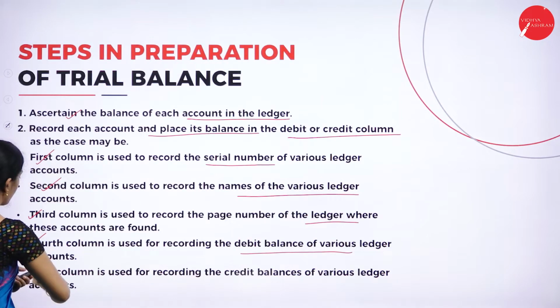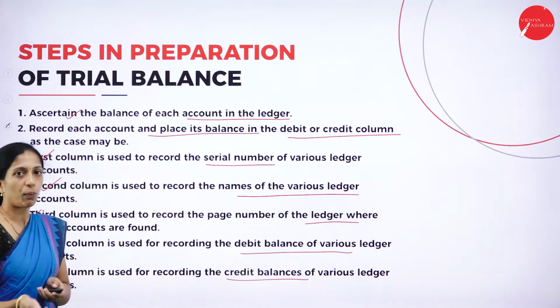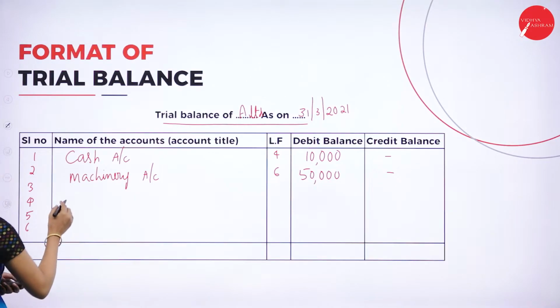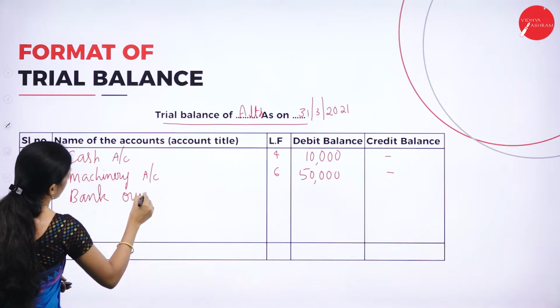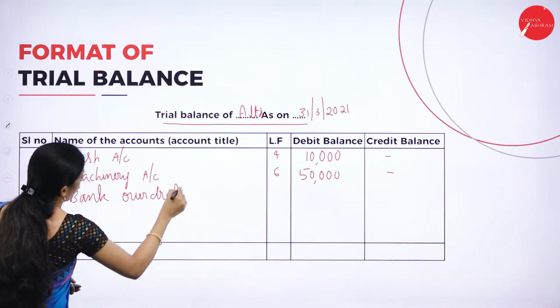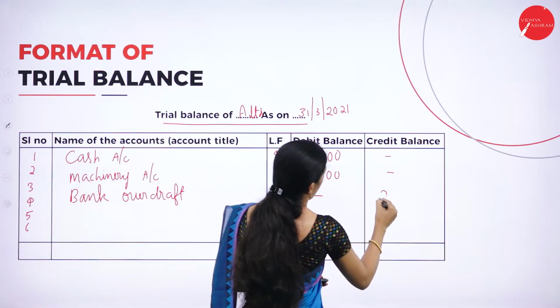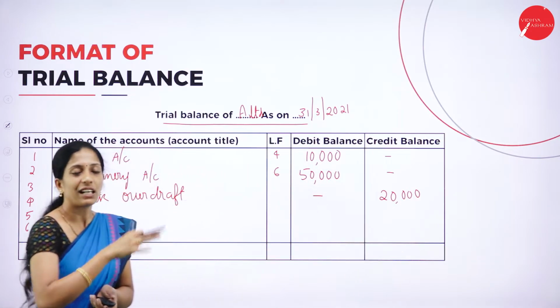Next, the fifth column is used to record the credit balance. Suppose it is bank overdraft, then the amount will be recorded in the credit balance. So we shall take it as bank overdraft, so that the amount will be recorded in the credit balance. Let us take it as 20,000. So this is how you are going to prepare the trial balance.